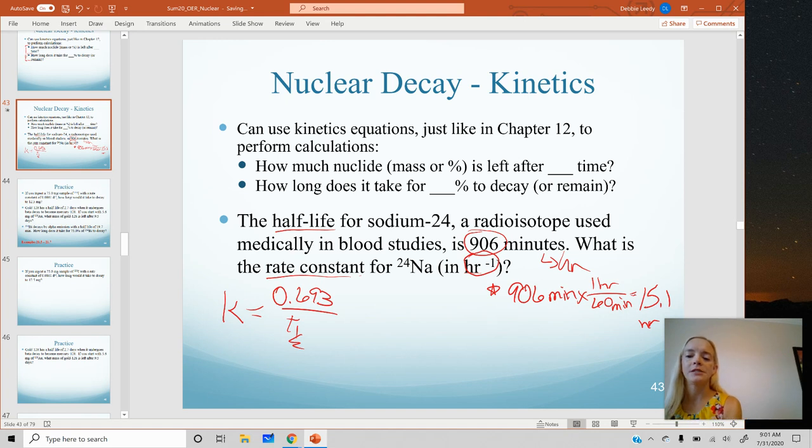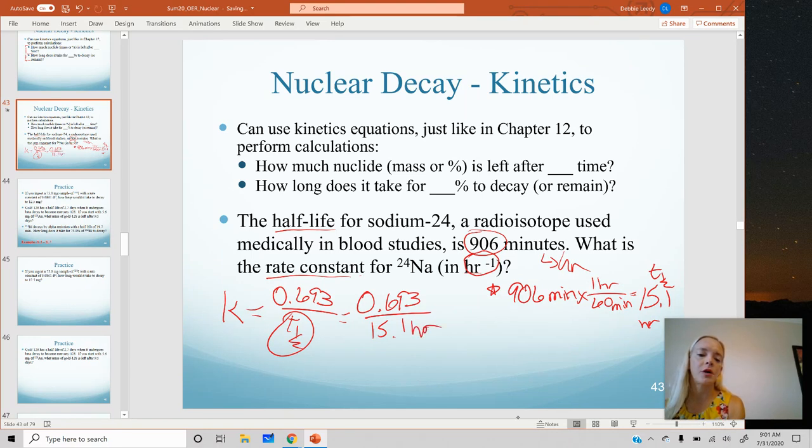And again, this is our half-life. And so now I can simply plug that directly into my rate constant calculation. Notice with our setup, our hours is now in the denominator. That's going to give me the correct units that I want for my rate constant.